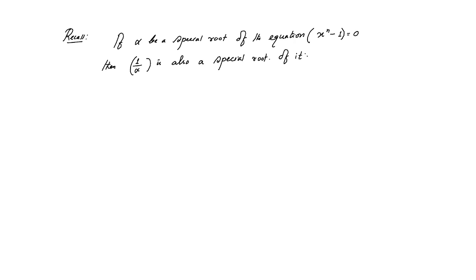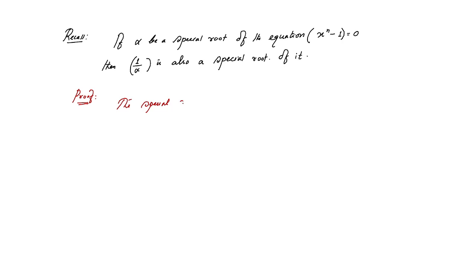If alpha be a special root, then 1 by alpha must be a special root. But how will we prove it? If alpha is a special root, then 1 by alpha is also a special root. How to prove it? So now we'll come to the proof and we'll prove it easily.